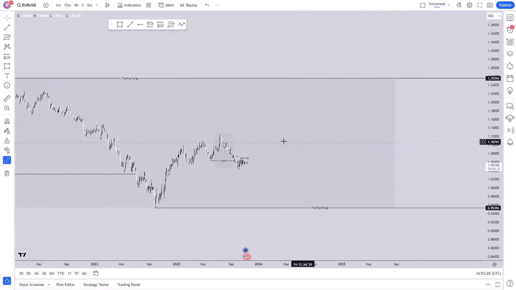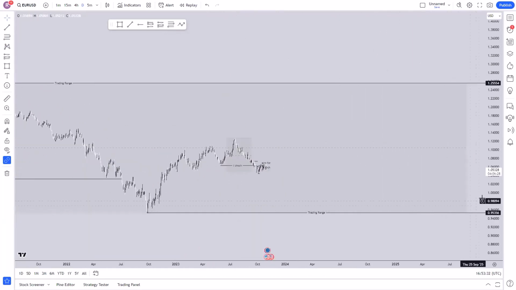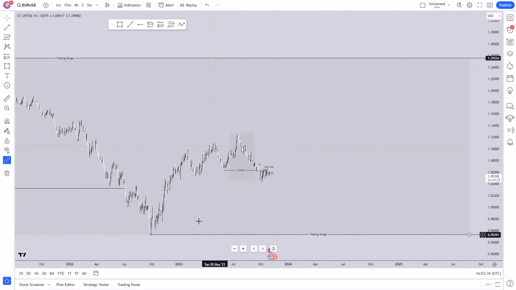And look what happens after we trade within the premium of this price range. Internal structure wise: low, high, low, high, low, high, lower low. So what does that indicate? That indicates that price now wants to flip bearish.